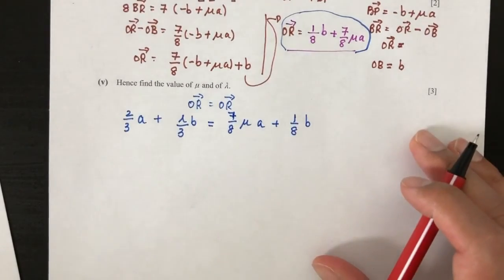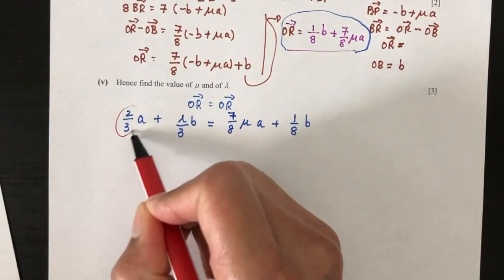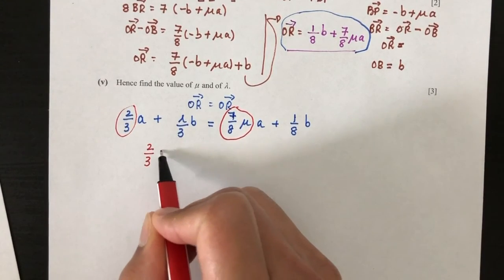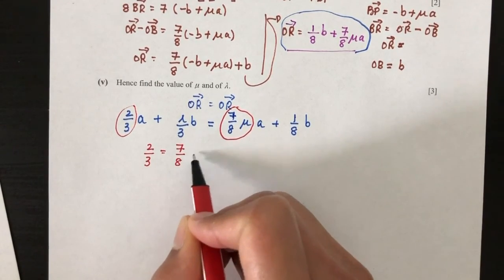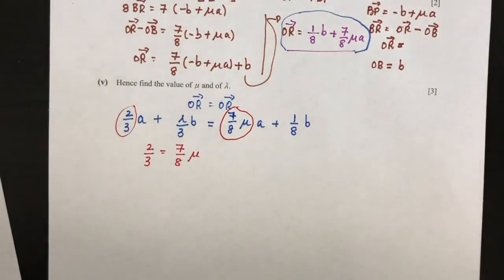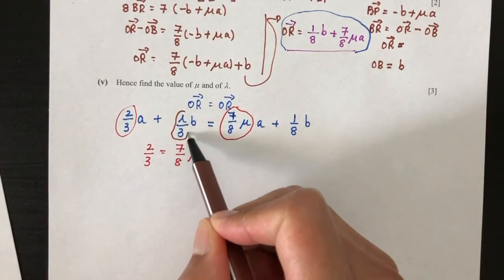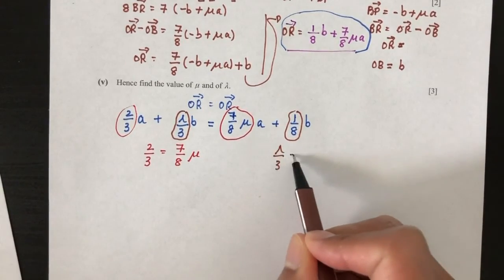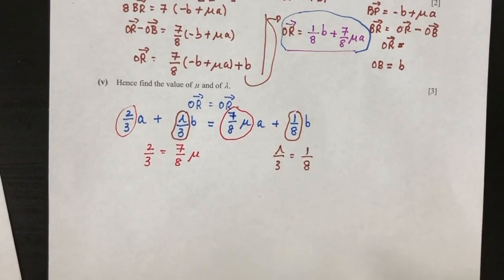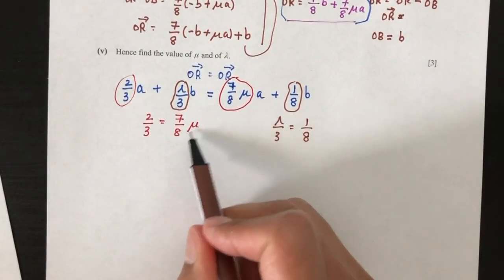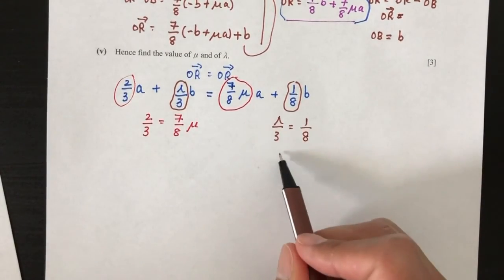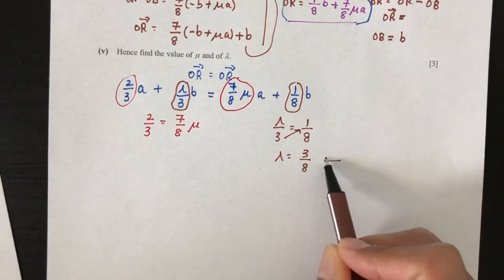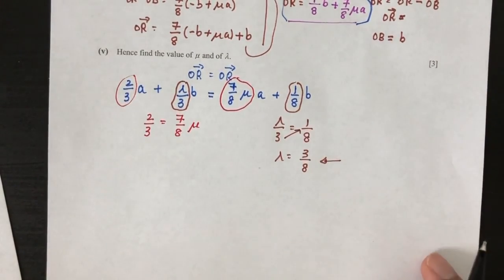So now we have to compare the coefficients. So coefficient of A here is this, and this is this. So it means that 2 over 3 is equal to 7 over 8 mu. And the next one is, we have this is equal to this, which is lambda over 3 is equal to 1 over 8. Now we have to find this value and this value. So this one, pretty easy. We send 3 here, it will become 3 over 8. So lambda is 3 over 8.